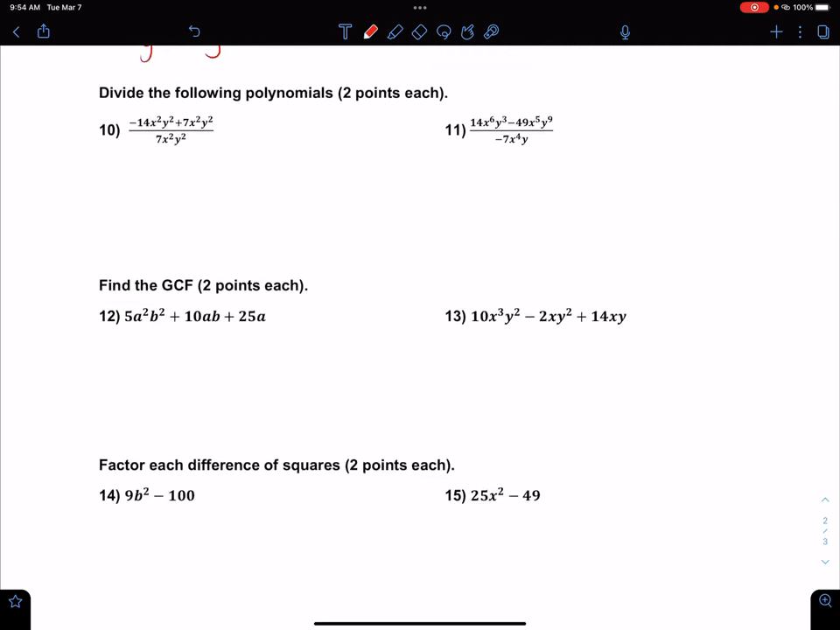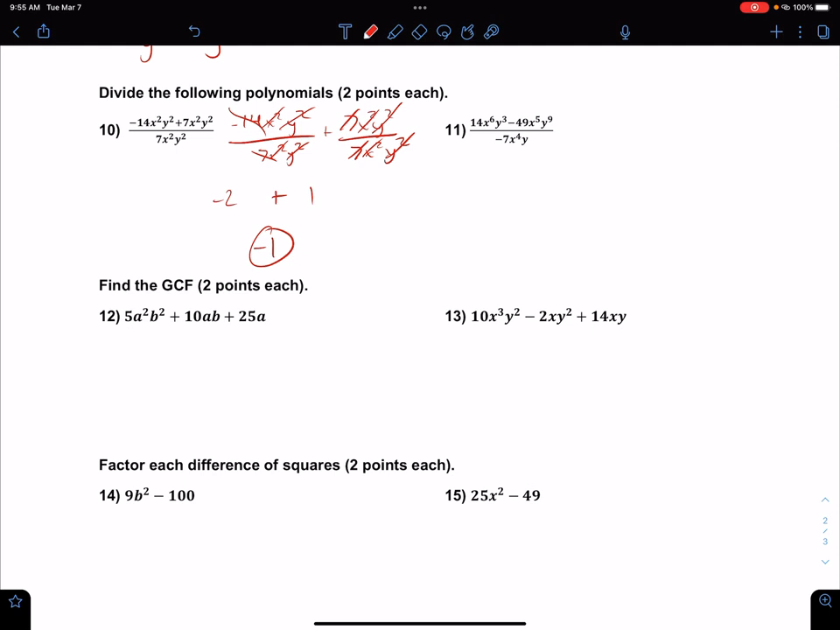It says divide the following polynomials. Okay, so all I do is, remember, I separate this all out. So negative 14x squared y squared divided by 7x squared y squared plus 7x squared y squared divided by 7x squared y squared. So these cancel out, gives me negative 2. The x squareds cancel out. The y squareds cancel out. Then the 7s cancel out to give me a 1. The x squareds cancel out. The y squareds cancel out. So I have negative 2 plus 1, which is negative 1.